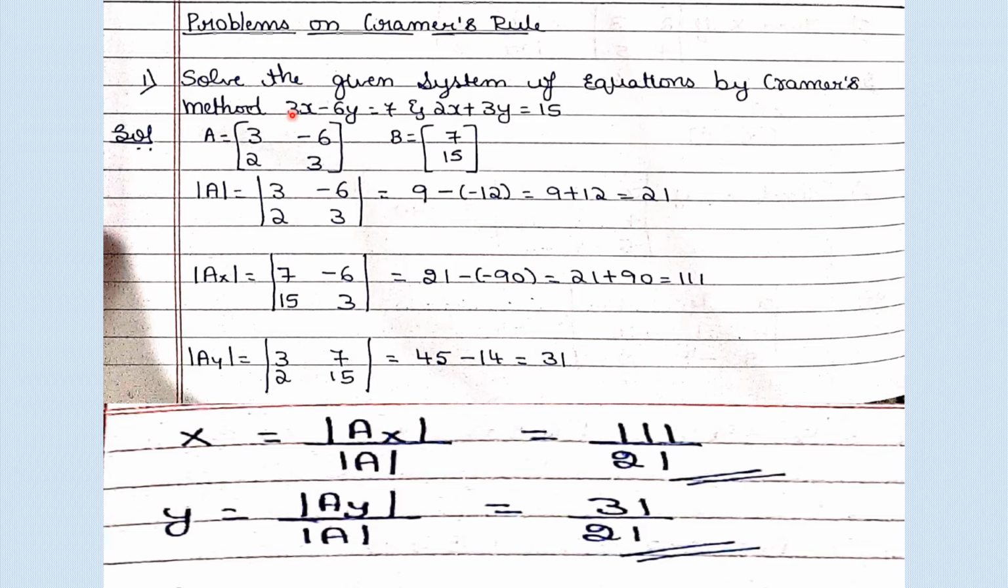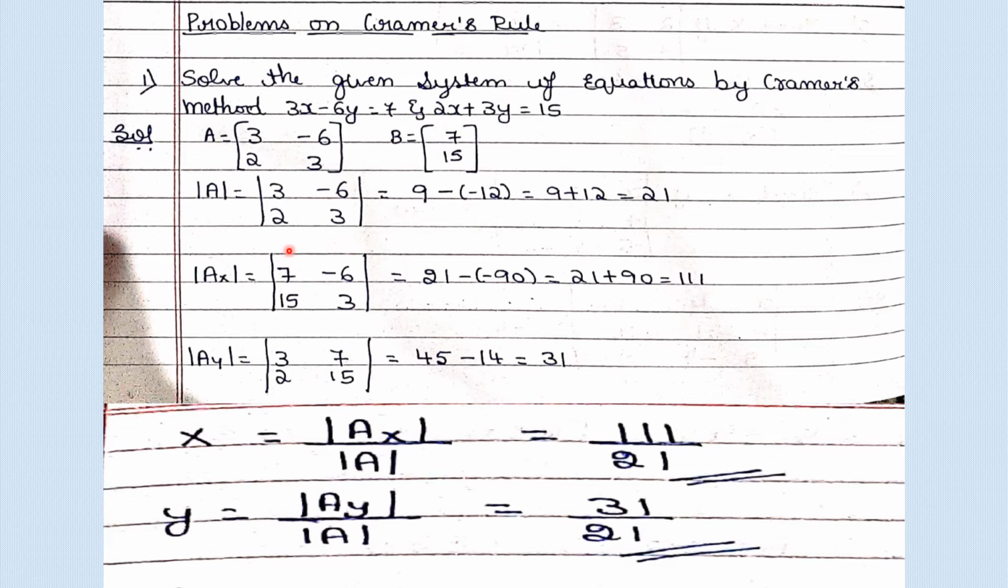So you consider the x and y coefficients, that is 3 and minus 6, and once again 2 and 3. So you have written 3, minus 6 and 2, 3. This is a, and for b you will write the last numbers, that is 7 and 15. Next you have to find the determinant a. How is it found? Write the same thing, then 3 into 3 multiplied, you will get 9. Then minus 6 into 2 will become minus 12. Already a minus will be there, so minus of minus 12 will become plus 12. So 9 plus 12 will become 21.